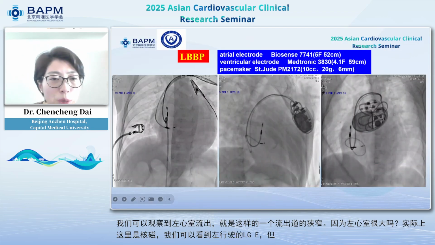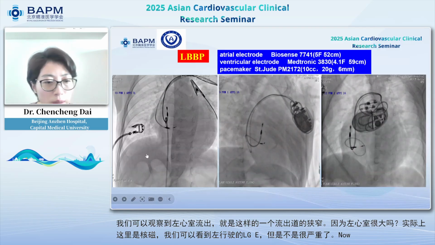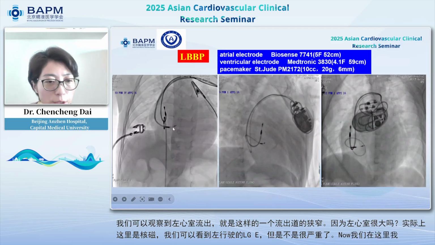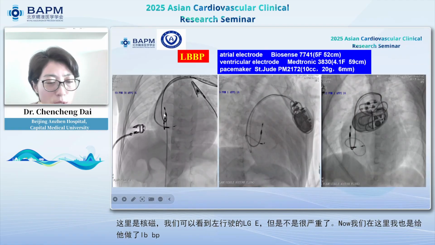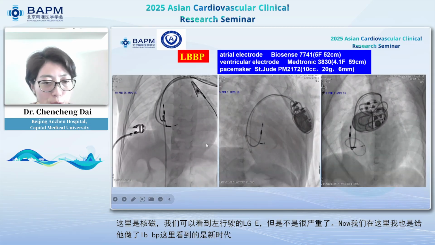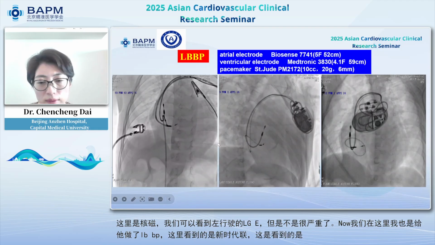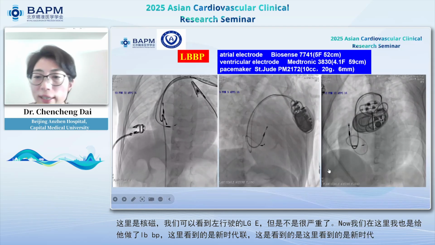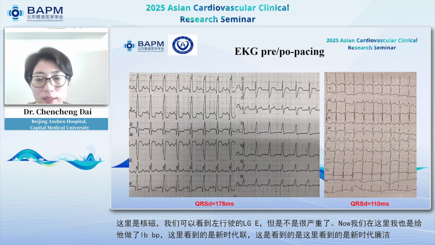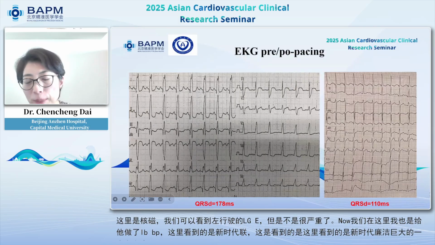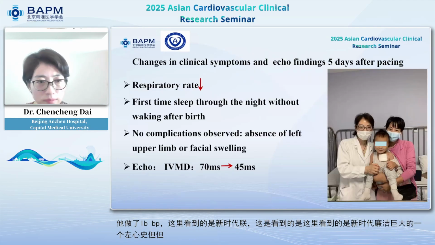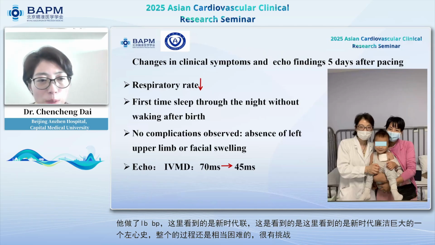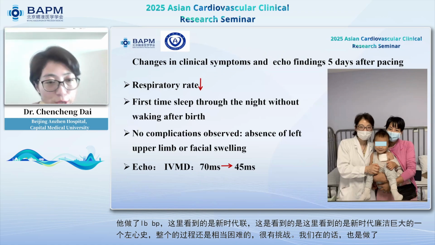I perform LBBP for this child. This is the ventricle lead, and this is the atrial lead. This shows the huge left ventricle. The procedure is quite hard, but we get narrow QRS after pacing. After pacing, the boy got improved clinical changes.